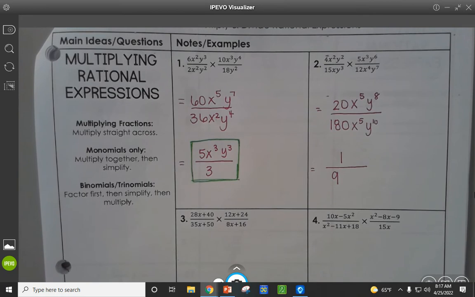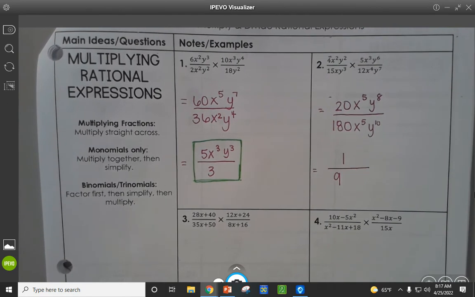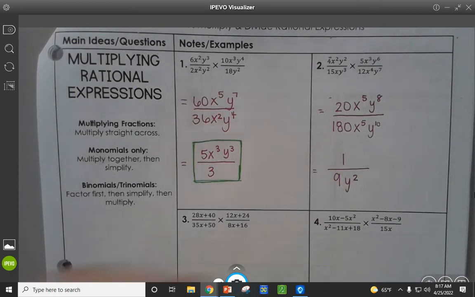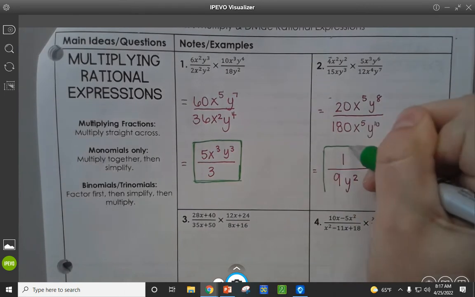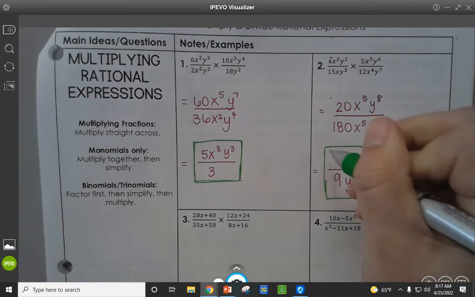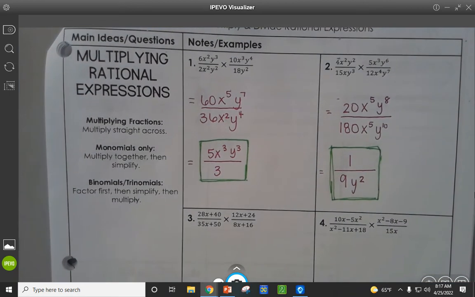Now your x's, you have 5 on top, 5 on bottom. Those completely cancel out. And your y's, how many y's are you left with? 2 on the bottom, so y squared on bottom. Okay. This is not 9y squared. Gotta leave it as 1 over 9y squared.